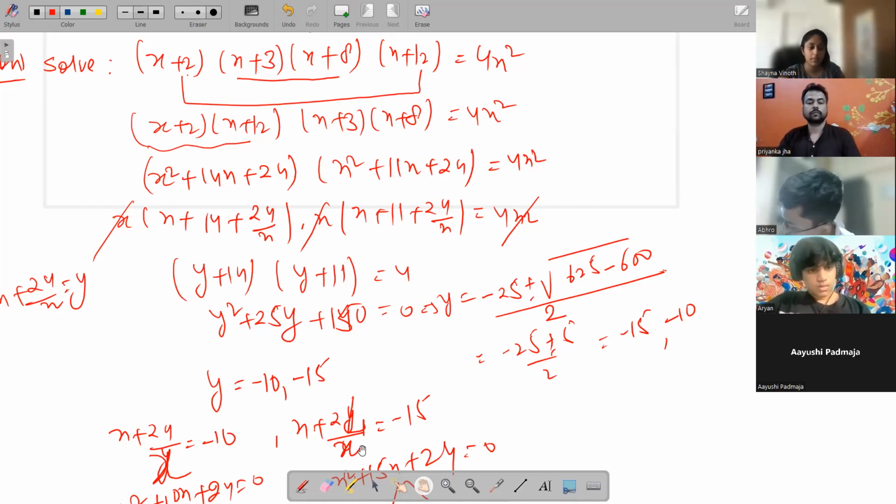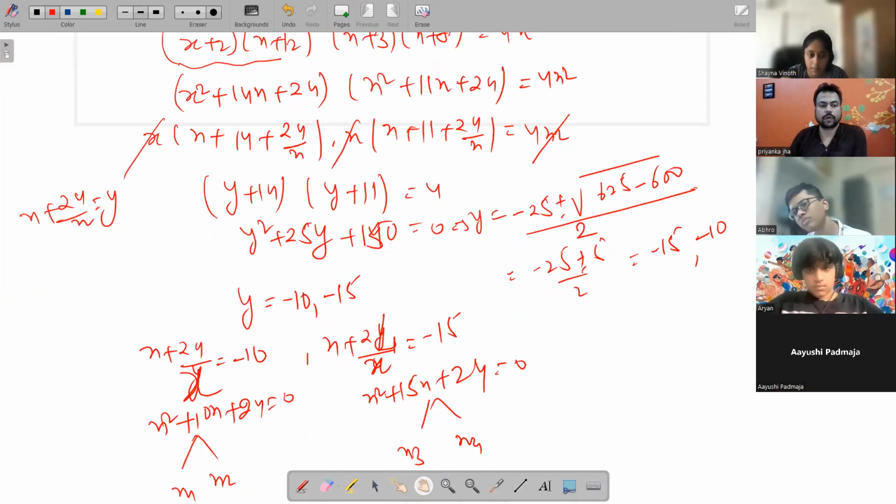Then do you equate both the values of y for both the quadratic equations? How do you equate the y values again? Do you equate both of them? See, your y is what? x plus 24 by x. This is your y. So put here minus 15 and minus 10, and then separately solve this equation and this equation.